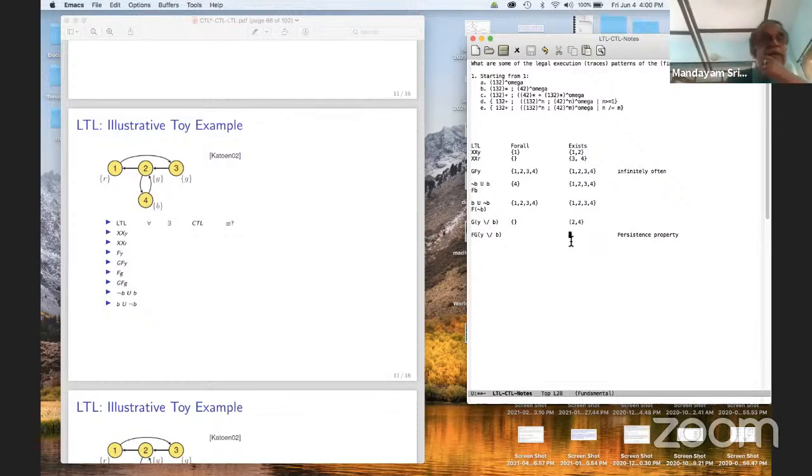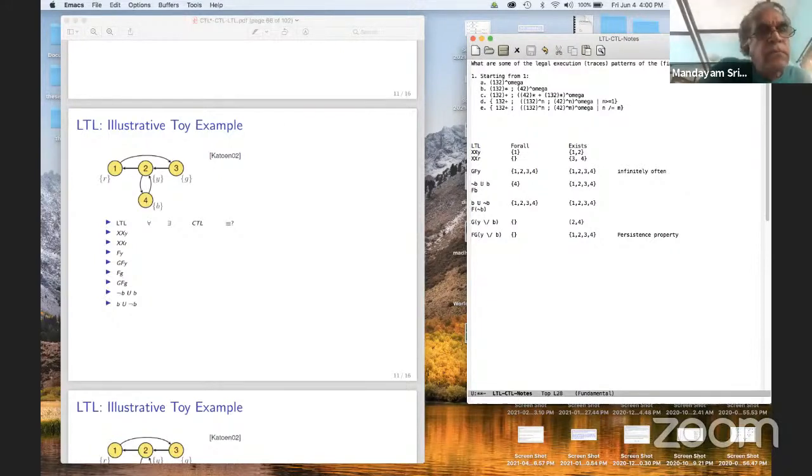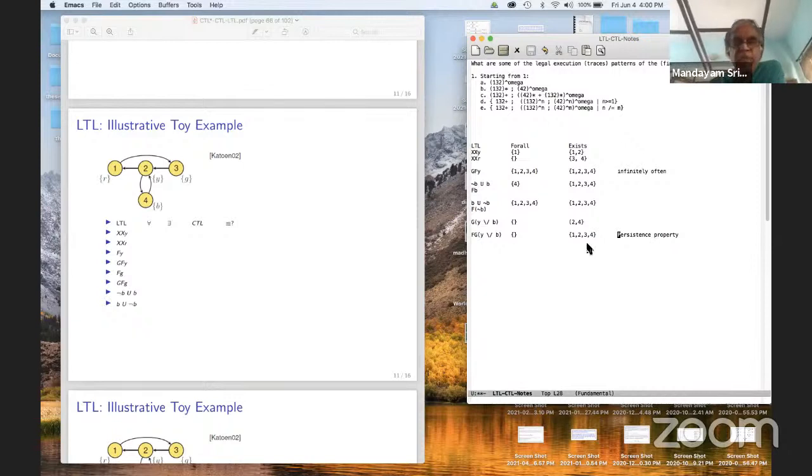Of course, if you're asking about the state from which every path, for all, this is still empty. But for the existential thing, there is some path from every state. You agree? Yes. Am I right, or have I made a mistake? Yeah, it will be there. So this is the persistence problem.